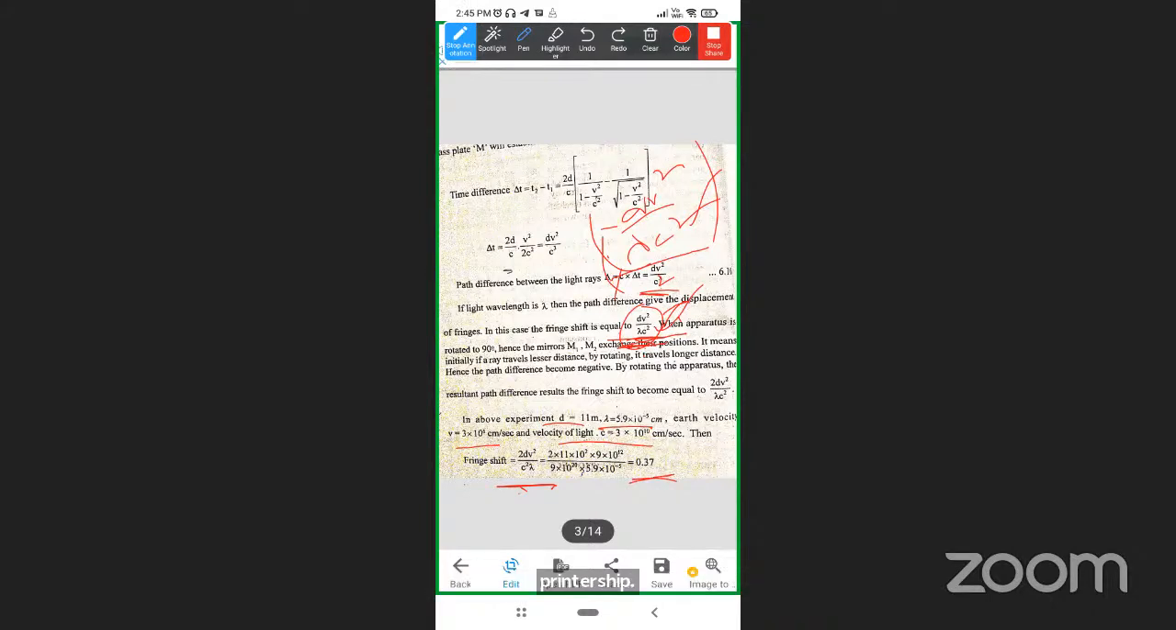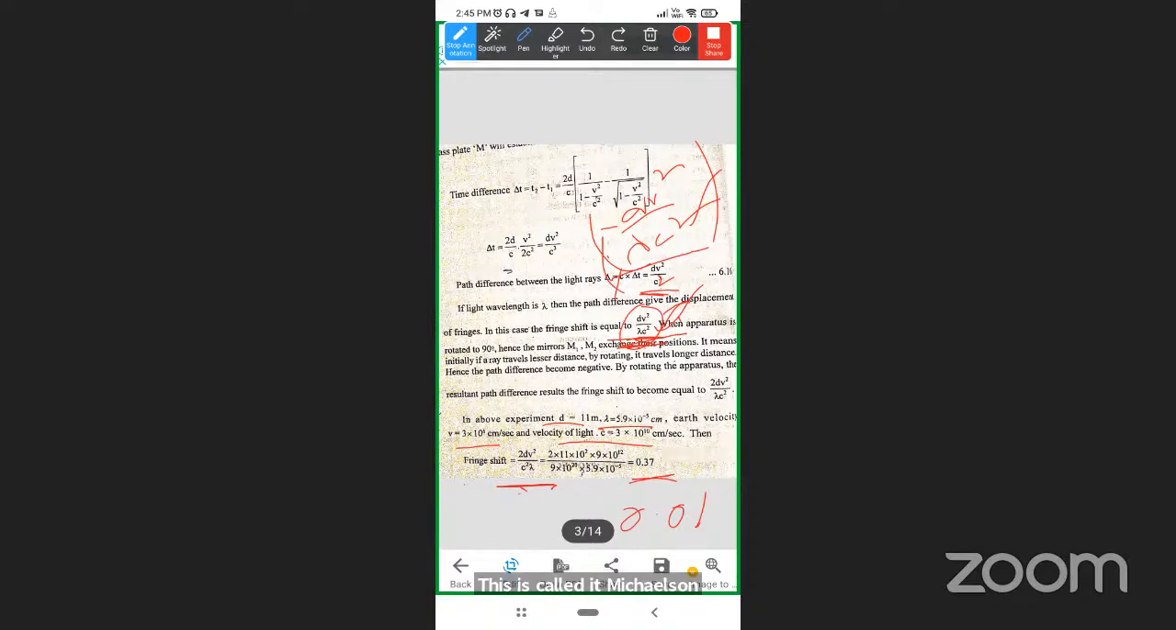The Michelson-Morley interferometer can detect even a fringe shift of 0.01. But the scientists were not able to detect the 0.37 fringe shift. So this is called the Michelson-Morley experiment.